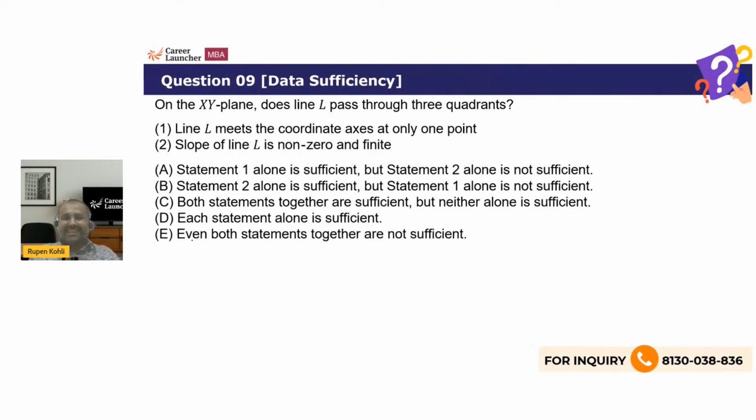Let's see. Here we go. Next one. All right. A, B, C, D, E. Statement 1 alone sufficient. Statement 2 alone sufficient. Both together sufficient. Each alone sufficient. Or nothing is happening, right? So please tell me your response on this one. I'll wait.